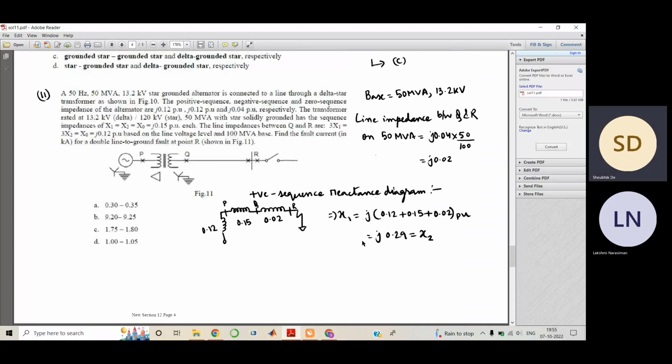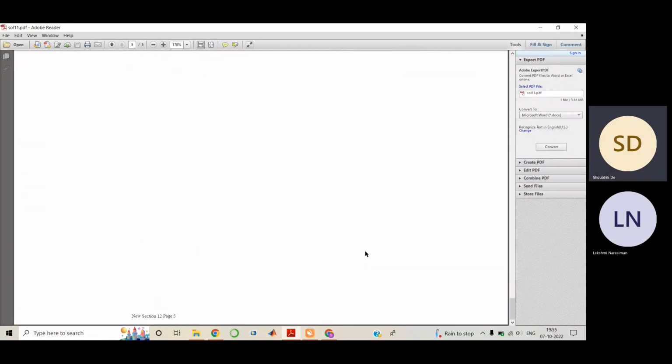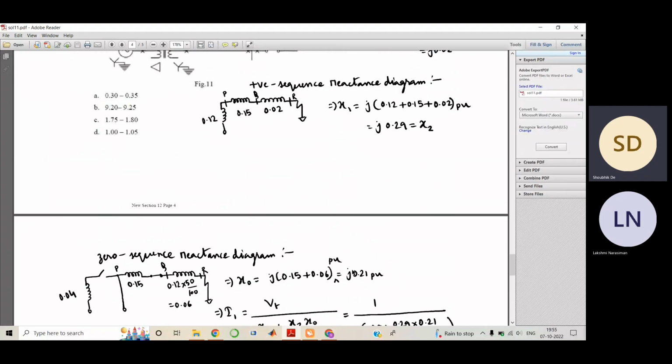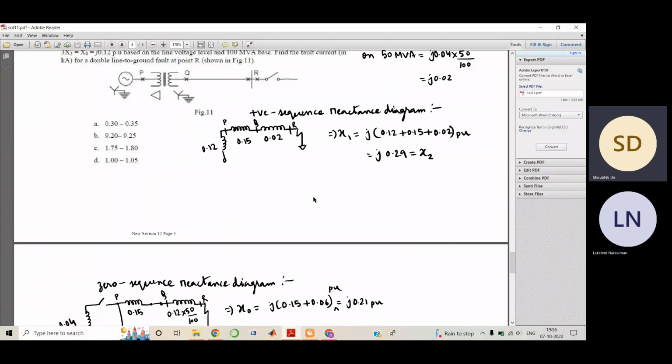So I hope this problem was clear. Yes, it is. Okay. There is also question 10, which is pretty simple. I haven't solved it. I will upload the question paper PDF also. You will see question number 10. Questions 10 and 11 are connected, only the fault in question 10 was at point Q. So you can solve that. The process would be the same. You can try that, and I'll provide the answer in the YouTube video when I post it.